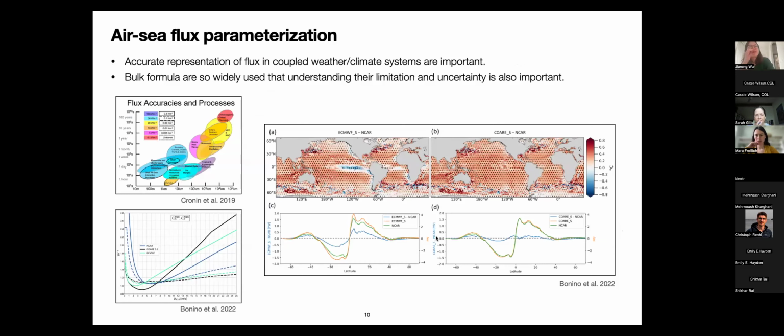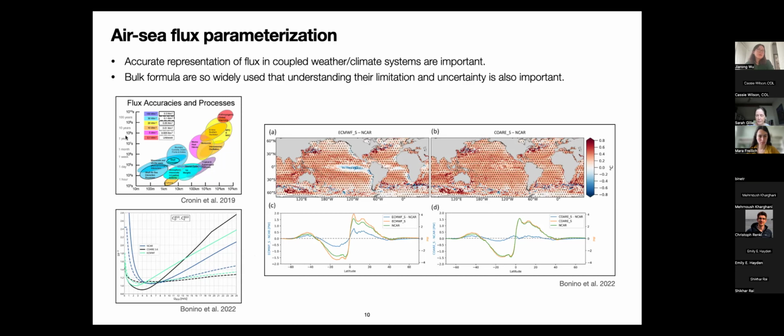And I think we really need to think about, at this point, the accuracy of all these air-sea flux parametrizations and bulk formula, because, well, I don't really need to stress this point, but accurate representation of flux is really important in coupled weather and climate models. And also all these flux products, they use bulk formula to compute fluxes. They're so widely used that we really need to understand their limitation and uncertainty.